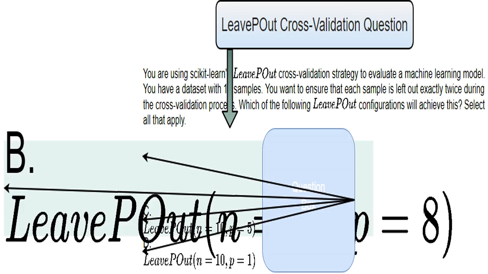Similar to option A, this option uses LeavePOut. Here, 10 samples are used and 8 samples are left out in each iteration. We need to evaluate whether it satisfies the condition that each sample is left out exactly twice.